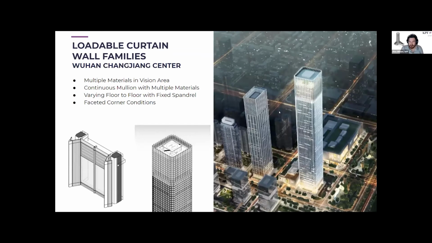So the second loadable family example is the Chang Tower, also located in Wuhan. Here you can see from the panel in the bottom left, the complexity starting to increase. We have backing panels, back pans. We have extruded systems for the mullions themselves. At this point, the mullions are now fully integrated into the panel themselves. This happens very regularly.